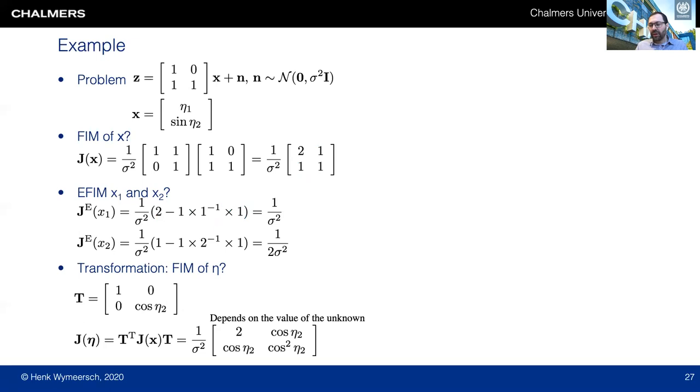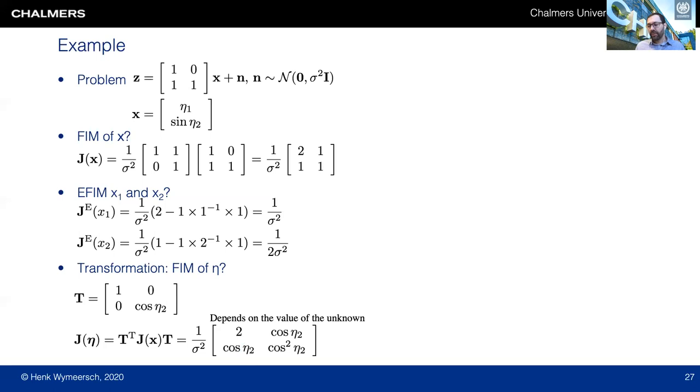With the transformation, and you can try this yourself, you can compute this Jacobian. Just take the derivatives of the linear function and the sine, which gives me a cosine, and then this turns out to be the Fisher information of the transformed variables. In this case, this is a nice example to show that the Fisher information actually depends on the value of the unknown variable. So the Fisher information matrix does not need to be a constant matrix, it can depend on the unknown variable.